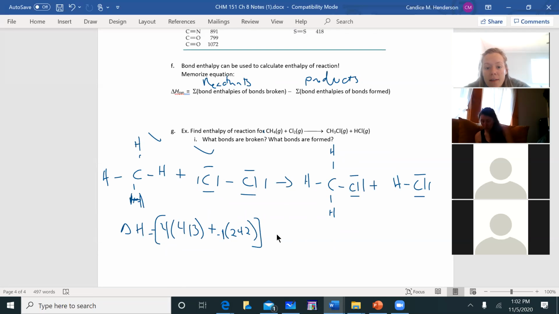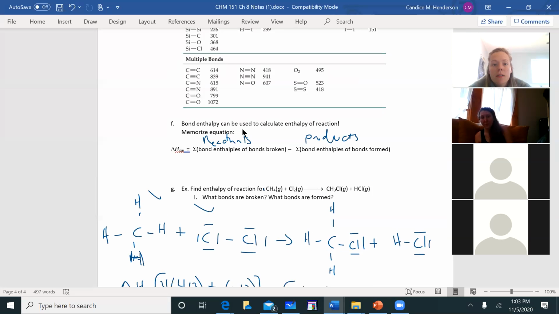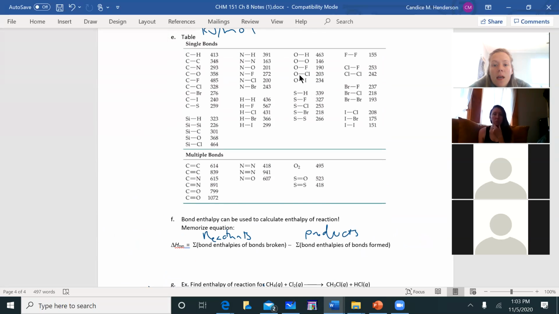So I'm going to subtract all the formation stuff. Why am I subtracting the formation stuff? Because it releases energy when you form the bonds. So you don't need to put a negative in front of this. You can just use that negative in front of the whole thing. So we'll use our positive values. In this case, I've got 1, 2, 3 hydrogens. So 3 times the hydrogen bond formation, which is the same thing that's over here, 413. Plus I have a carbon and a chlorine bond. So I'm going to look up carbon and chlorine right here, 328.